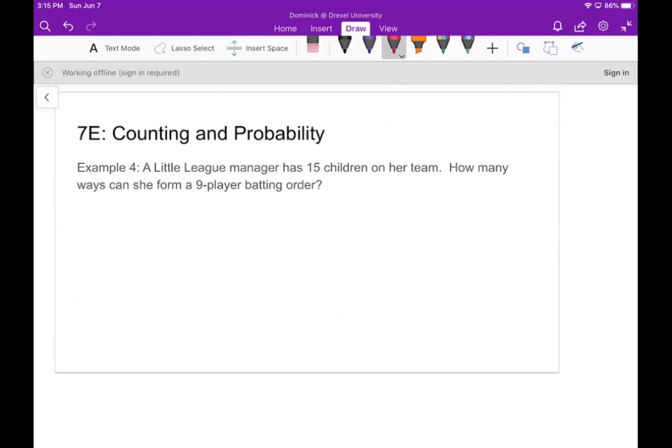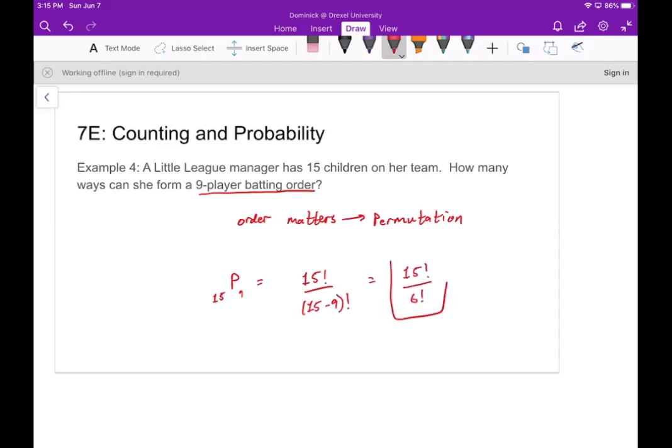Now, in the next example, we have that a Little League manager has 15 children on her team. We want to know how many ways can she form a 9-player batting order. Now, since we have a 9-player batting order, the order will again matter here. So this means we're dealing with a permutation. Now, since we have 15 children to choose from and we want to select 9 of them, this would be 15 P 9. So we're going to have 15 factorial over 15 minus 9 factorial. So this will be 15 factorial over 6 factorial. And this will be quite a large number, so we'll just leave it in factorial form.